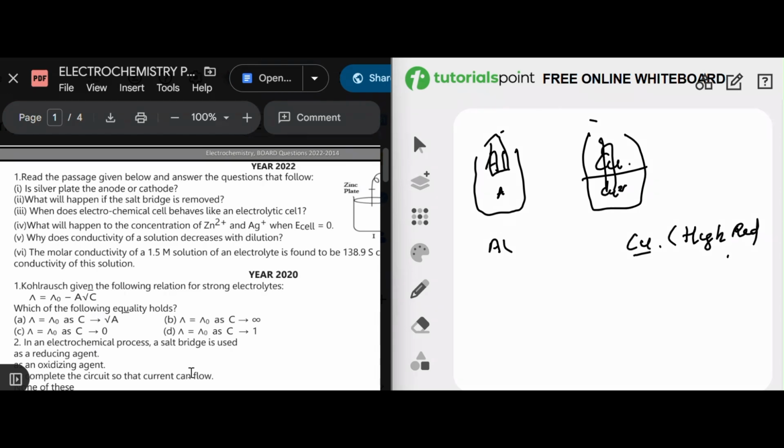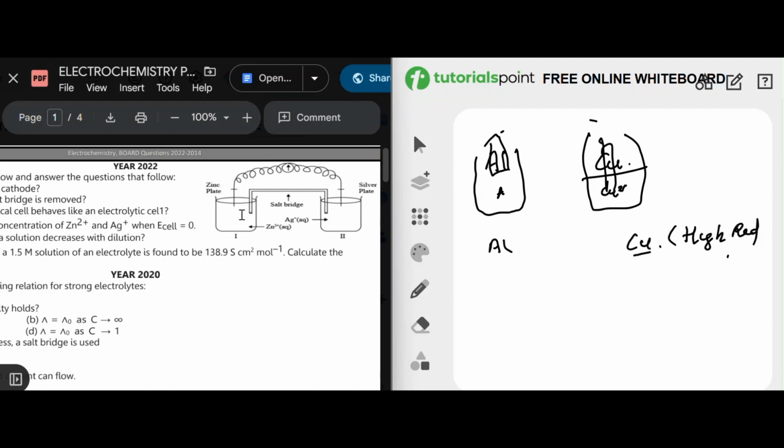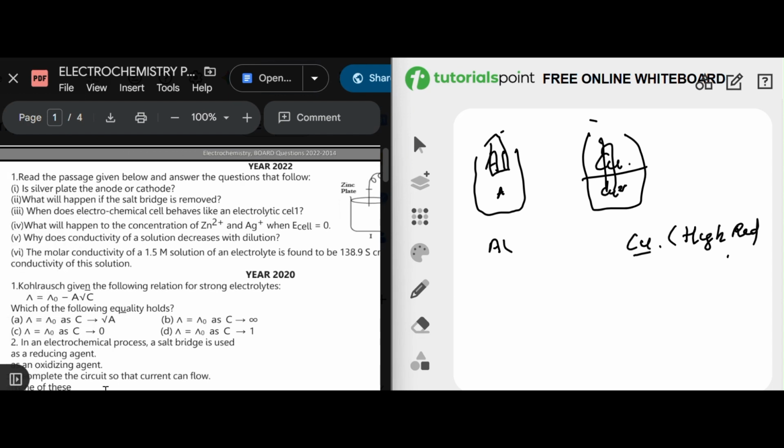Then what happens if the salt bridge is removed? Here the salt bridge is there. If it is removed, the circuit will be incomplete. So will there be a flow of current? No, current flow will stop. If the salt bridge is removed, the cell will become incomplete and the flow of current will stop. Then, when does an electrochemical cell behave like an electrolytic cell?